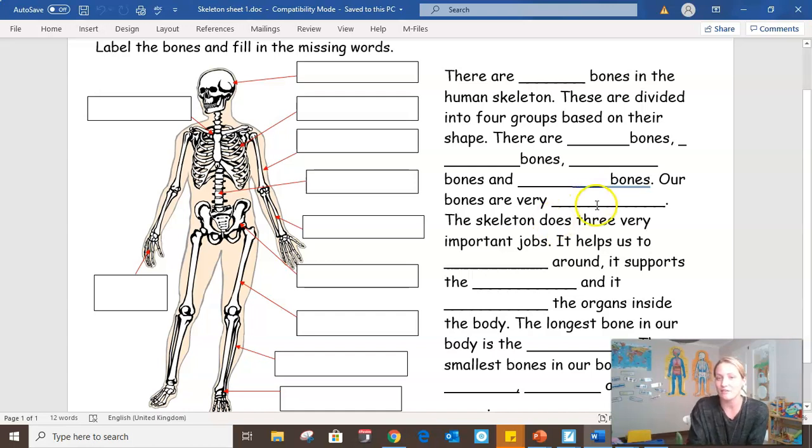The skeleton does 3 very important jobs. It helps us to something around, it supports the something, and it's something the organs inside the body.